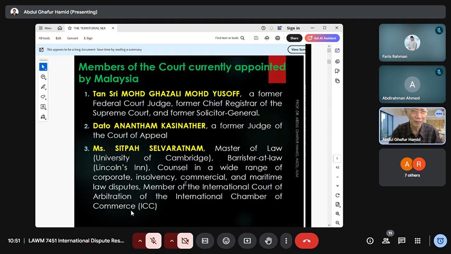So all are well experienced judges and arbitrators. They are appointed by Malaysia as members of the PCA. And you can see in the list of Malaysia, two are Malaysian Indians. The Malaysian Indians are very good in law. Out of the three members, two are Malaysian Indians.